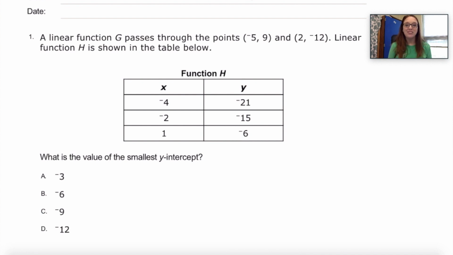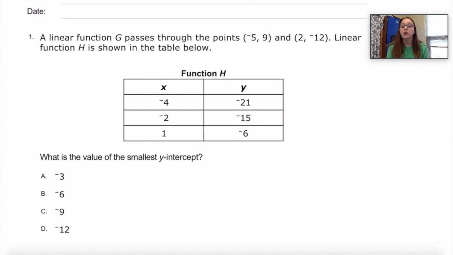All right, welcome to the lesson on comparing functions. For this particular lesson, you will want to have access to a calculator to assist you. Let's do a few problems together, and then you'll have an opportunity to practice.